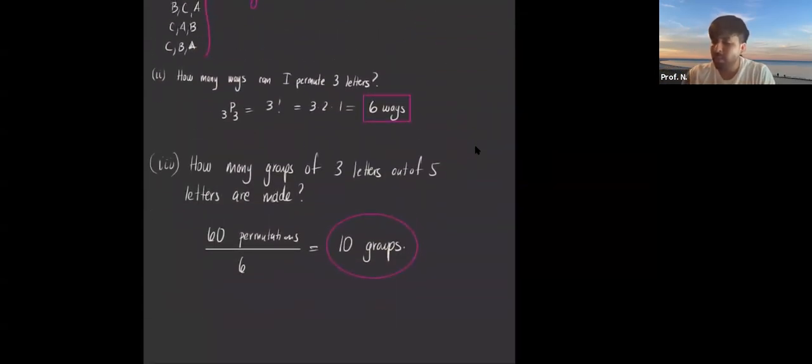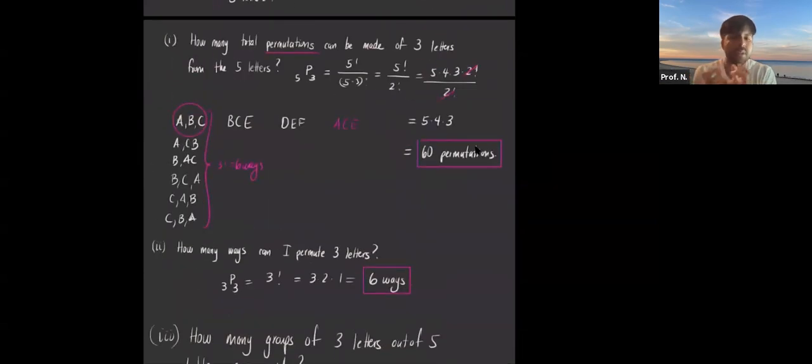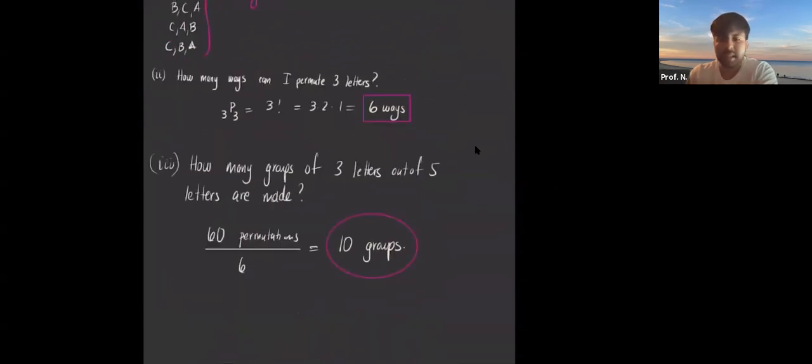So essentially, what are we finding? We're finding the groups of letters that we can create, the groups of size 3 out of 5. So that's what this 10 is. There's 10 groups of 3 letters that can be made.